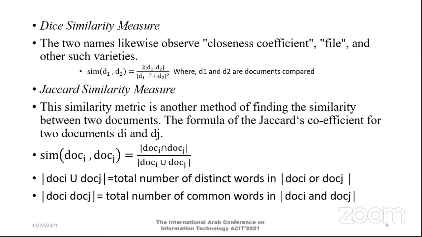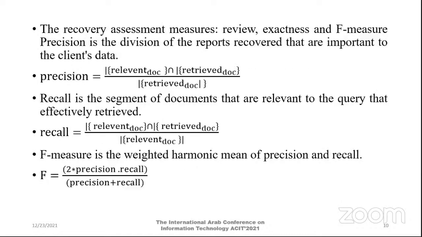For example, take the total number of documents integrated between the two documents, the common words used in the particular survey. The feedback is classified according to the number of documents retrieved and the number of documents not retrieved. To find the exactness of the review, we use the F measure.